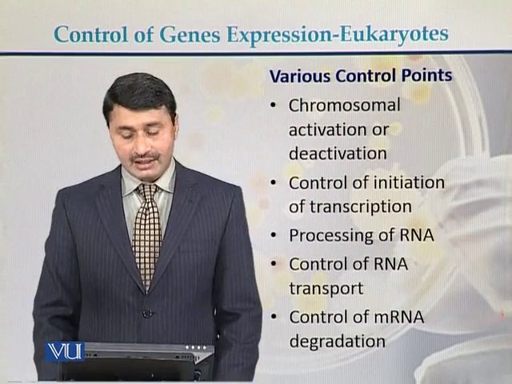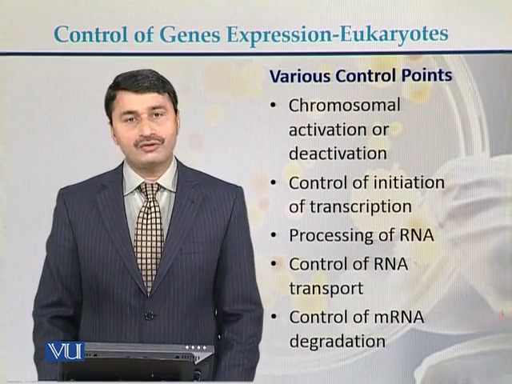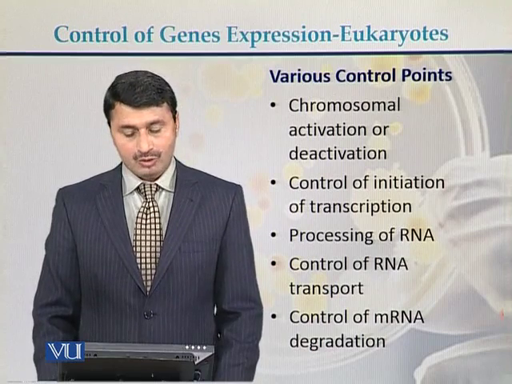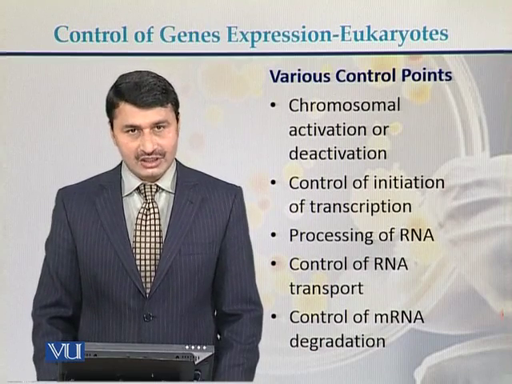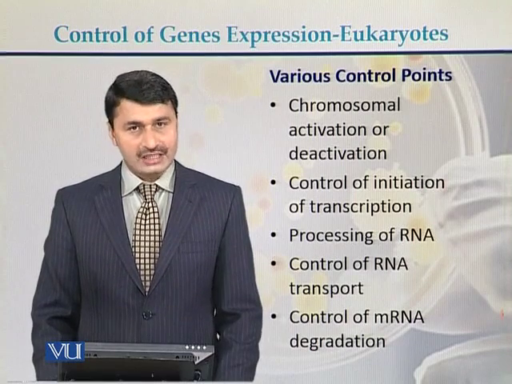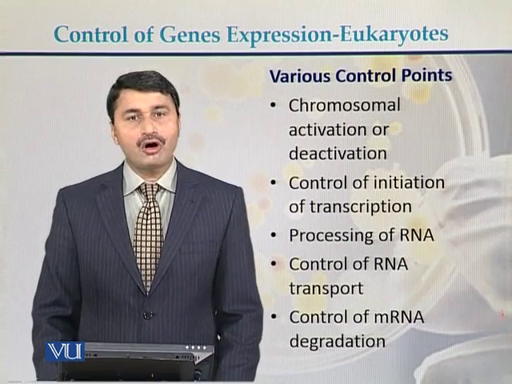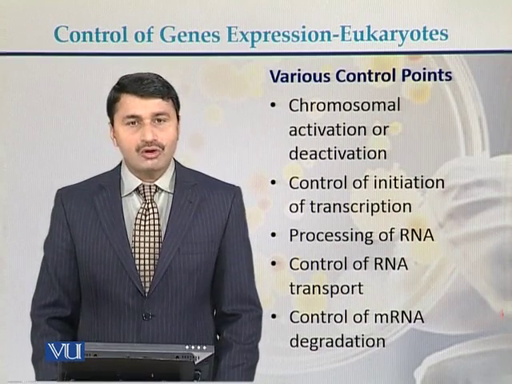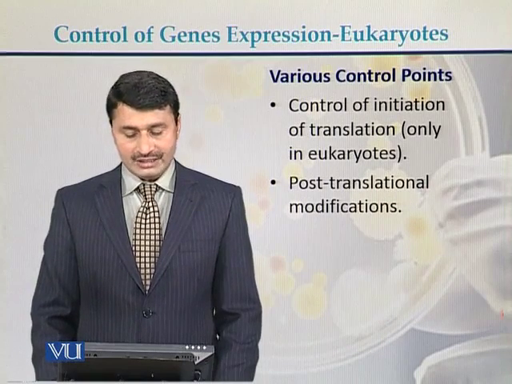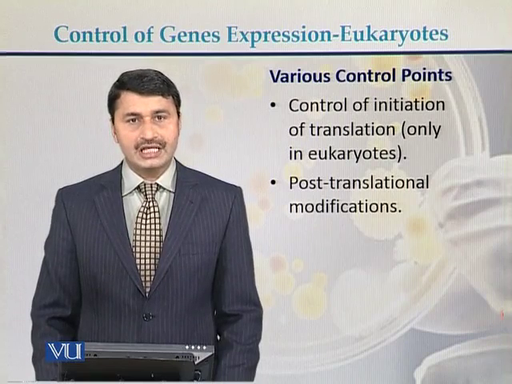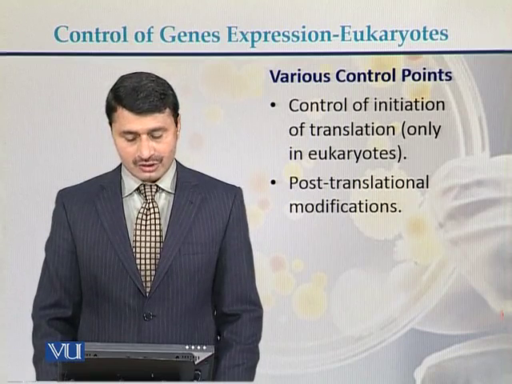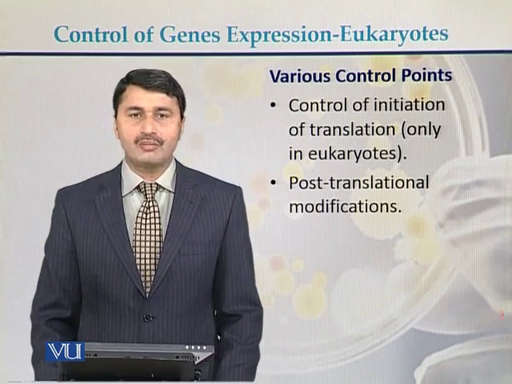So there are different control points in eukaryotic gene expression. Those control points are chromosomal activation and deactivation, control of initiation of transcription, processing of the RNA, control of RNA transport, control of messenger RNA degradation, control of initiation of translation, and gene expression can also be controlled by post-translational modifications.